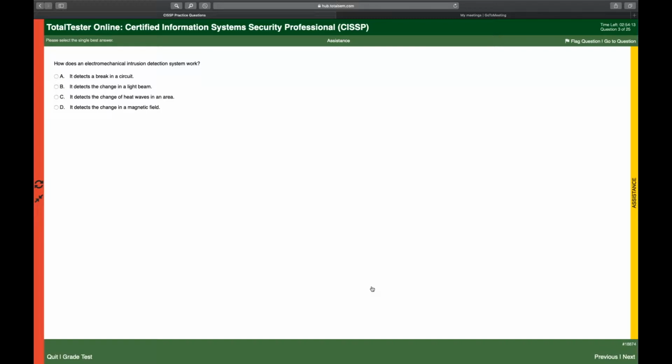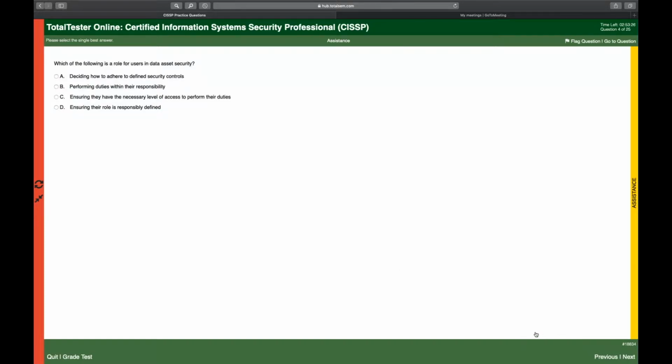All right, number three, how does an electromechanical intrusion detection system work? Electromechanical. This was one we haven't seen before. I'm saying it. I know what it is. All right, go for it. I think it's A. Yeah, I think it was alpha. I'm going for A too. That was my guess. Yep, that's what I was thinking as well.